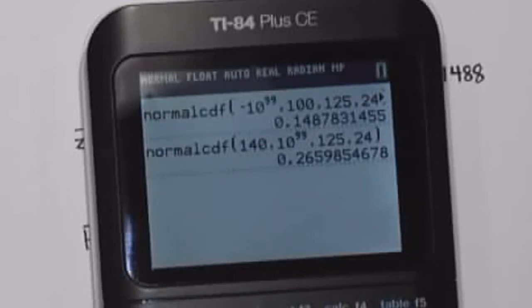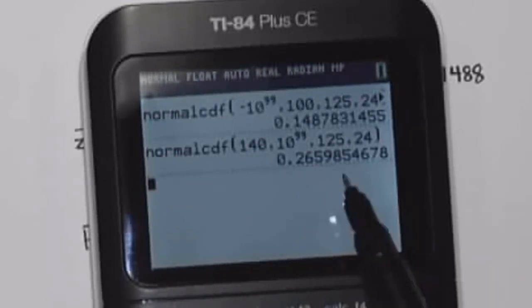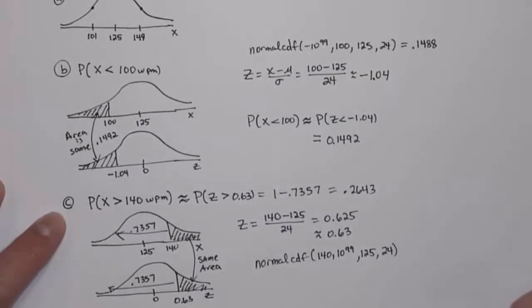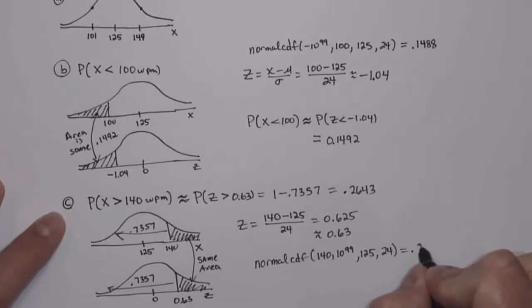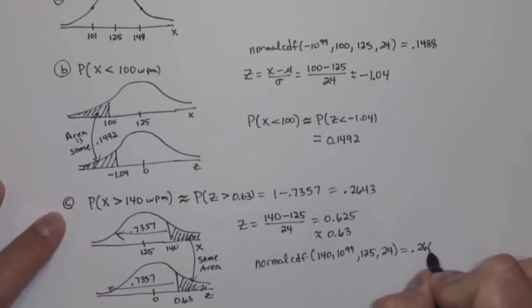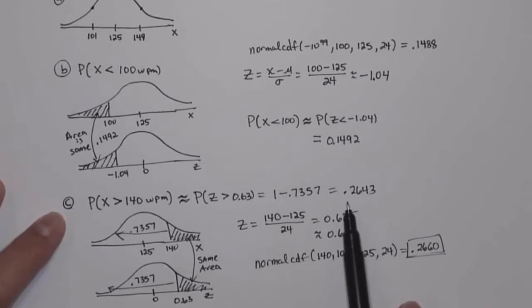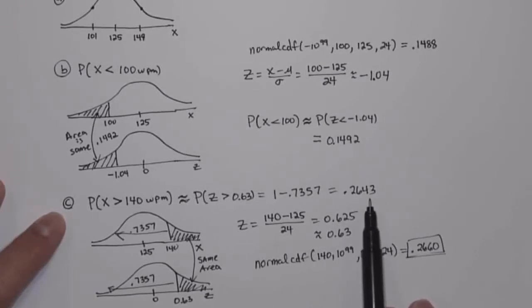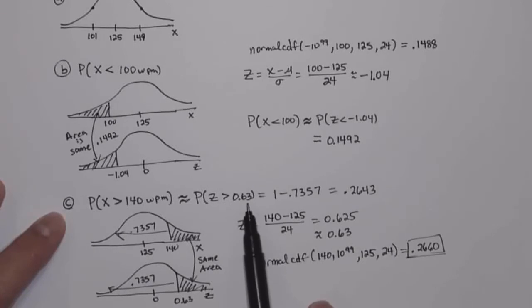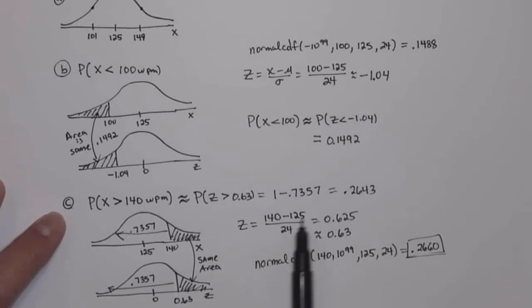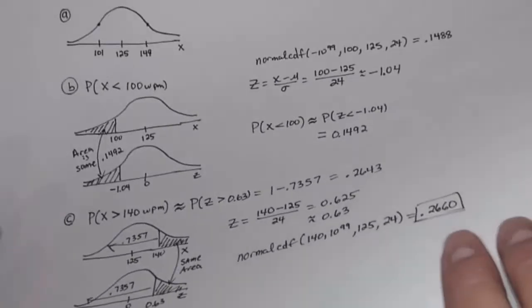And so I get 0.2660 if we round to 4 places. So this gives me a result of 0.2660. Now again, notice there's a little bit of discrepancy between this answer and the answer that we got previously. The answer we got previously is off a little bit because we had to round our z-score, and that gave us error. Had we not rounded that z-score, then we would have gotten the exact same answer. Continuing.